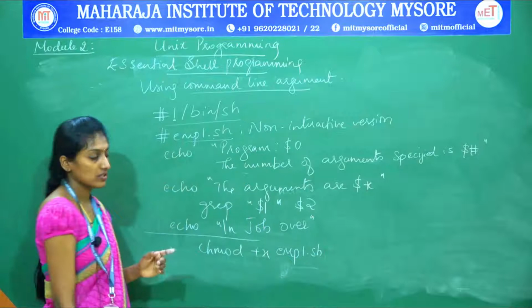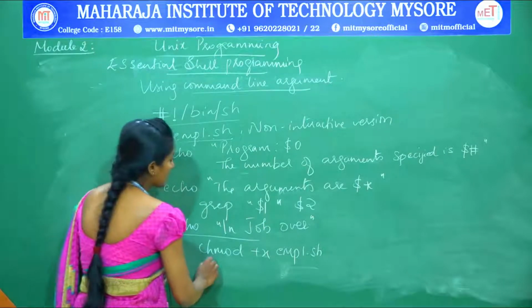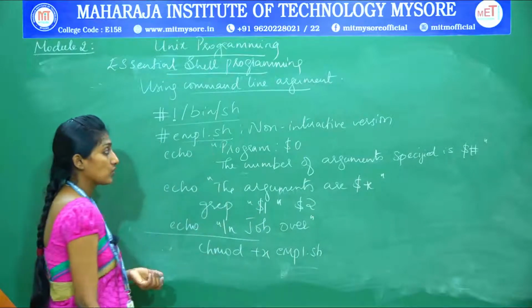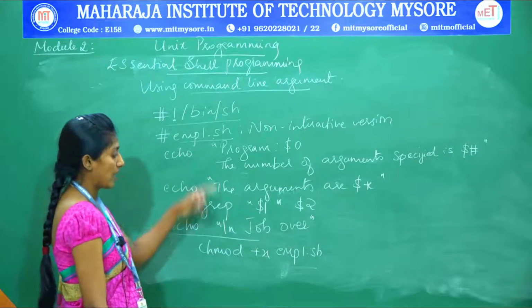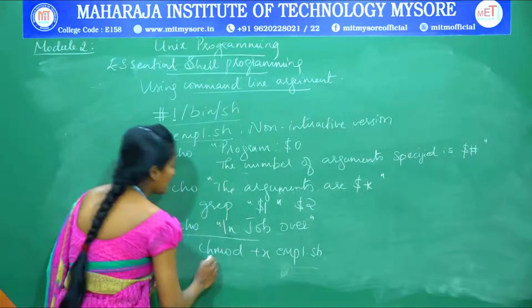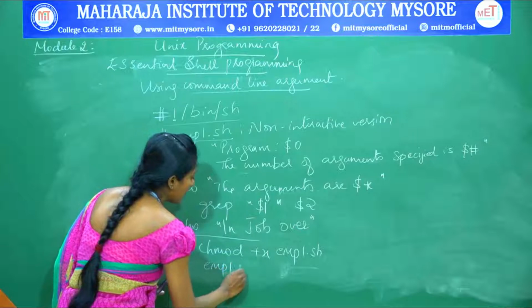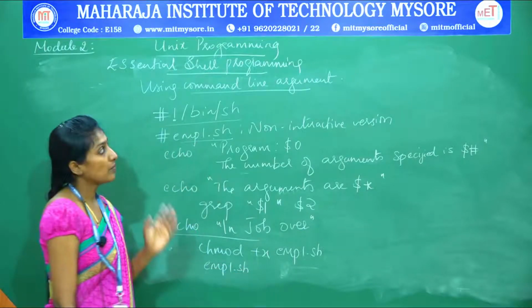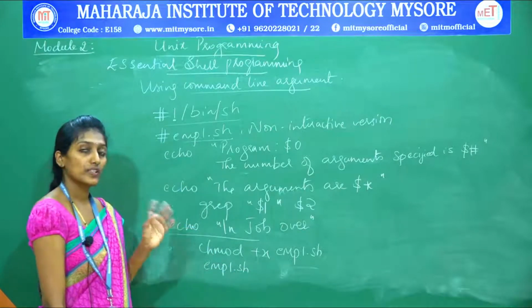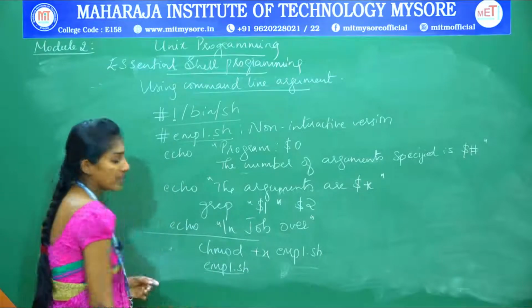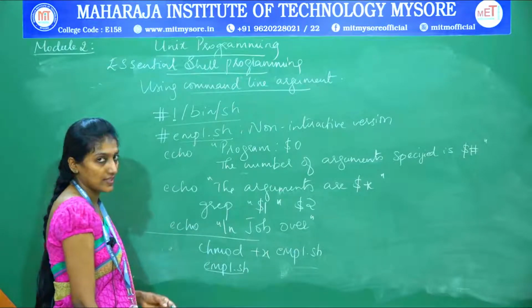emp1.sh. You are assigning the permission for what? Execution. Next you have to execute the program, right? So this is the program. Okay, so for the program it is emp1.sh. So here is the command line argument. Within this command line, this is the command for executing your program, emp1.sh.